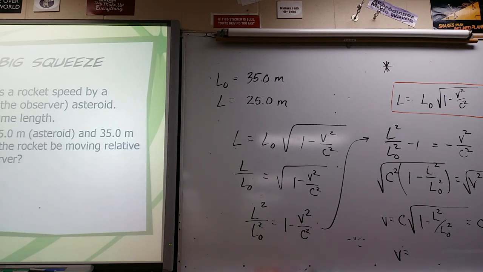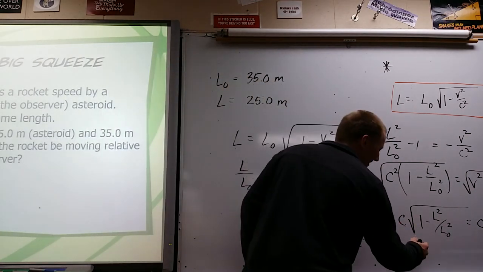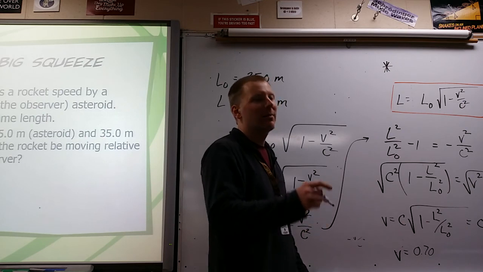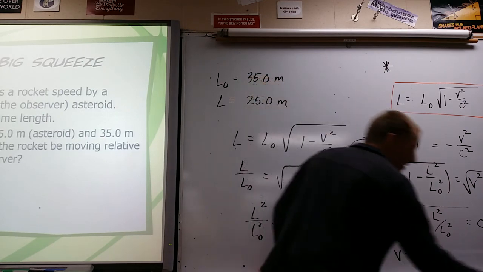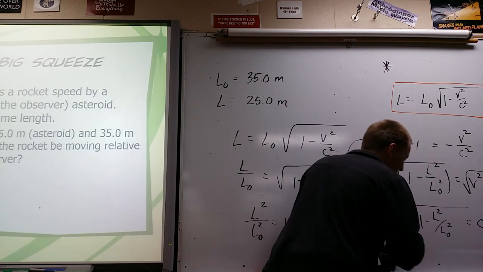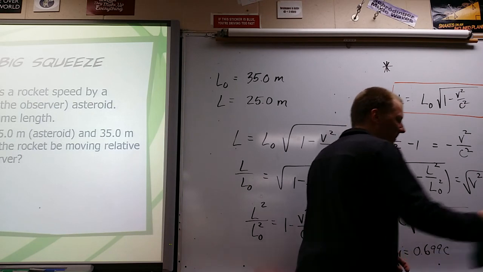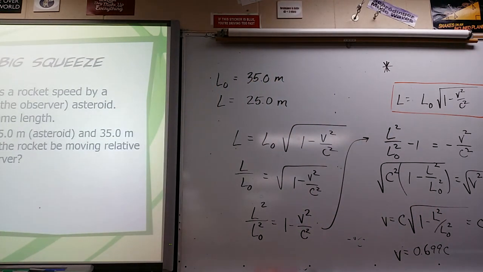Okay, what do we get? You didn't times that by c though. Well, it's 0.70 what? c. We get one more. Oh, it's 0.699. 0.699 c. Yep. Pretty fast, I guess.